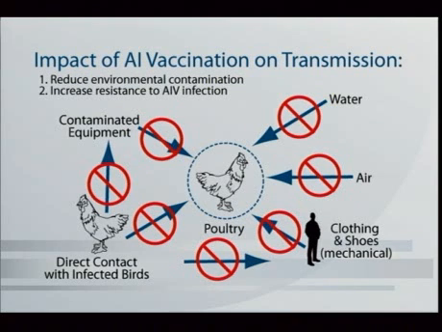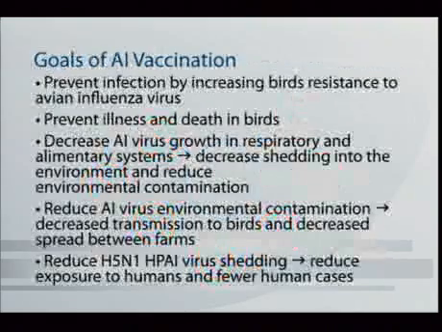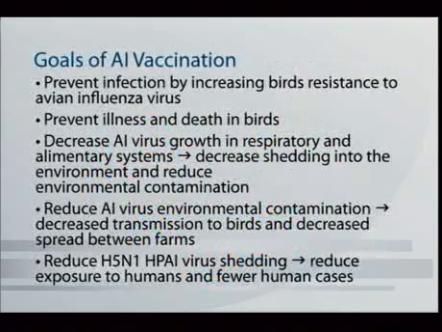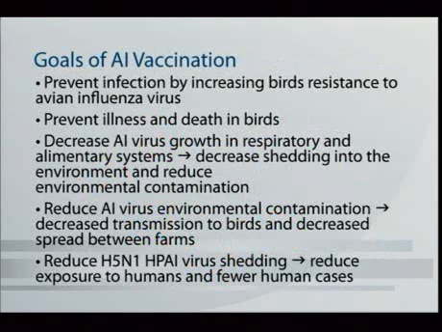The second impact vaccination has is by increasing resistance of the bird to prevent avian influenza infection, or a shield around the bird from its own immune response that then prevents the infectious process. So more specific general goals that would be seen with vaccination are prevention of infection by increasing birds' resistance to avian influenza virus. The second one would be prevention of illness and death, which is a positive economic result as well as a humane result.